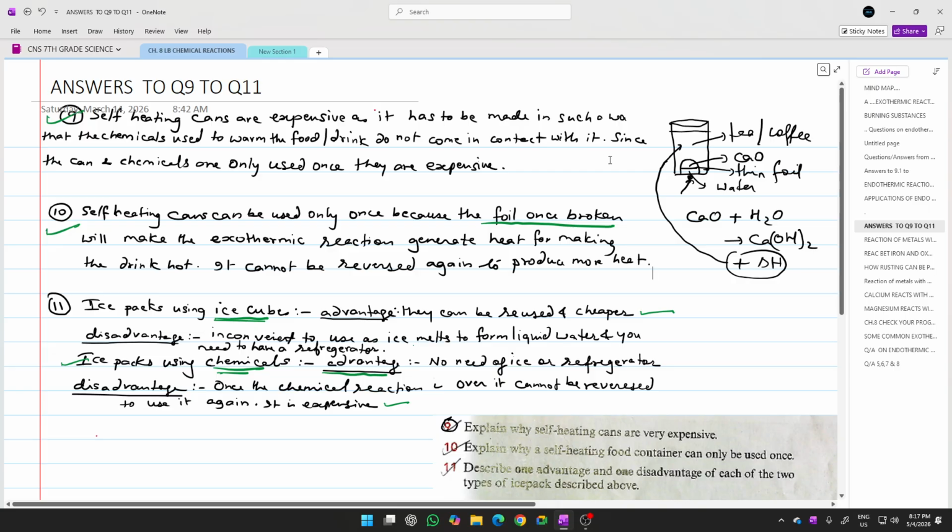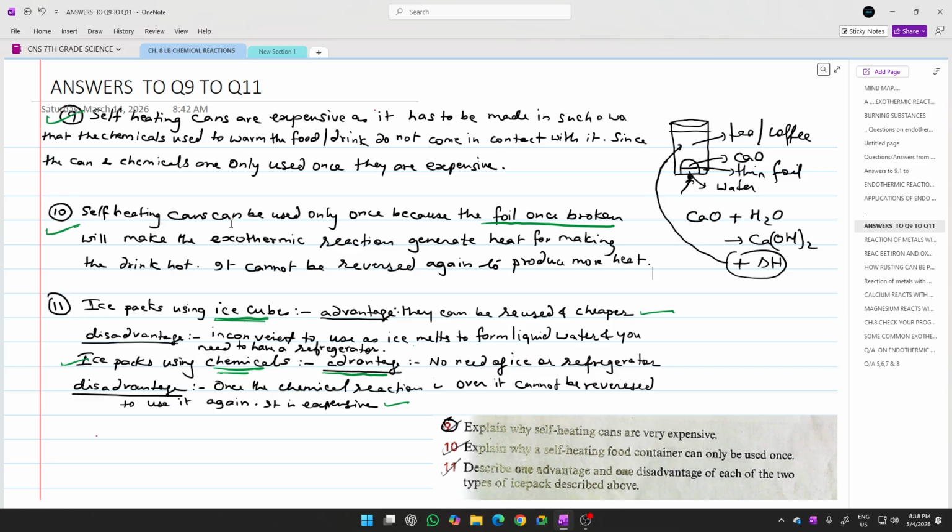Another reason can be that this can is used only once. Once the calcium oxide and water react, it is an irreversible reaction. Once the chemical reaction is over, the heat will not be produced again, so you cannot again get the heat that is required. So this is only a one time use can, and that is the reason why these cans are expensive. That is the answer for question number 9.